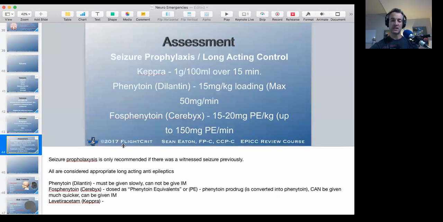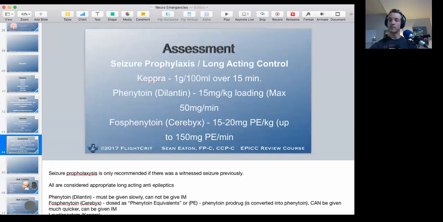So this is going to be the last slide that we're going to go over for this session. So seizure prophylaxis, long acting. We talked about Keppra, and here's your dosing. Phenytoin or Dilantin, and here's your dosing. And then you'll see with fosphenytoin, it's dosed as 15 to 20 milligrams PE, and that is phenytoin equivalents. Okay, and so that's just how it's calculated. It's a dosing that is essentially equivalent to phenytoin.